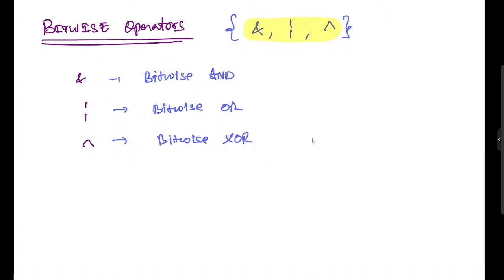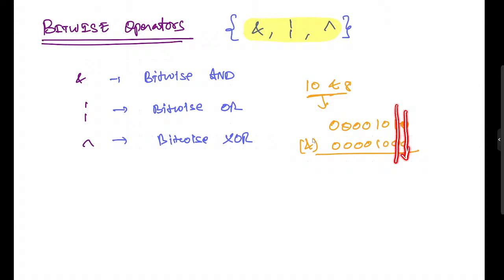So if I do 10 and 8, what is actually happening is, in binary representation, 10 is represented as 0001010, and 8 is represented as 0001000, right? If I do an AND between them, they will be ANDed bitwise. This bit and this bit will AND, this bit and this bit. So every position's bit will AND, and then you get an answer.